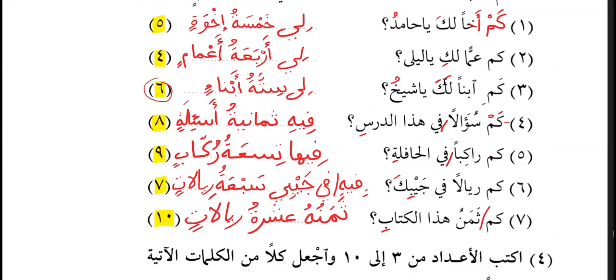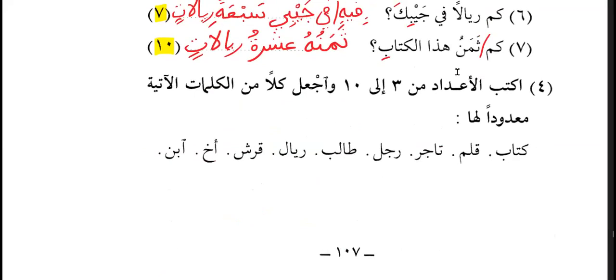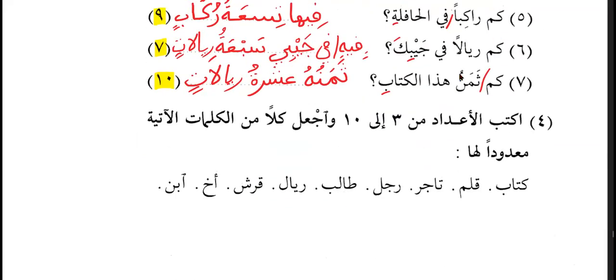جيد. So what we're going to do is quickly finish off this lesson. There's only a couple of exercises. The exercise is quite long, and then we'll do our revision from the sheet, and we'll see how well everybody got on with that sheet. So we have التمرين الرابع, اكتب الأعداد من 3 إلى 10 واجعل كلا من الكلمات الآتية معدودا لها.